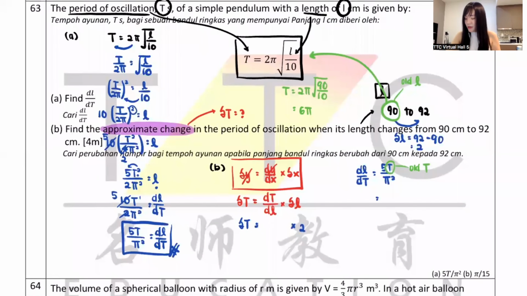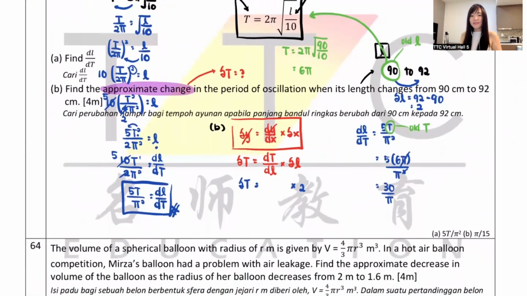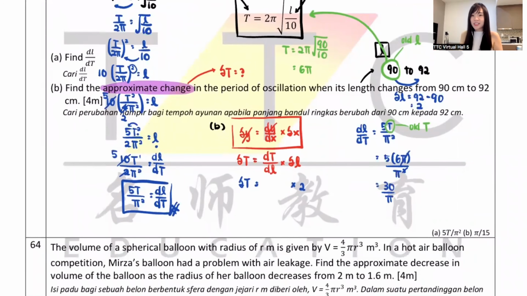So now I know already the T is 6 pi. Can straight away sub 6 pi inside here. See, pi and pi cancel. 5 times 6 is 30. You guys realize my dL/dt is 30 over pi. Then my dt/dl is upside down: pi over 30. So dt/dl is pi over 30.